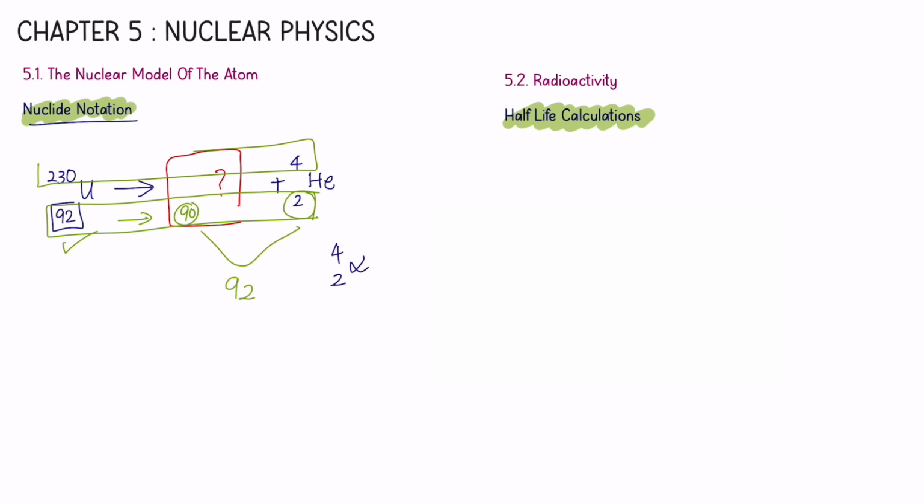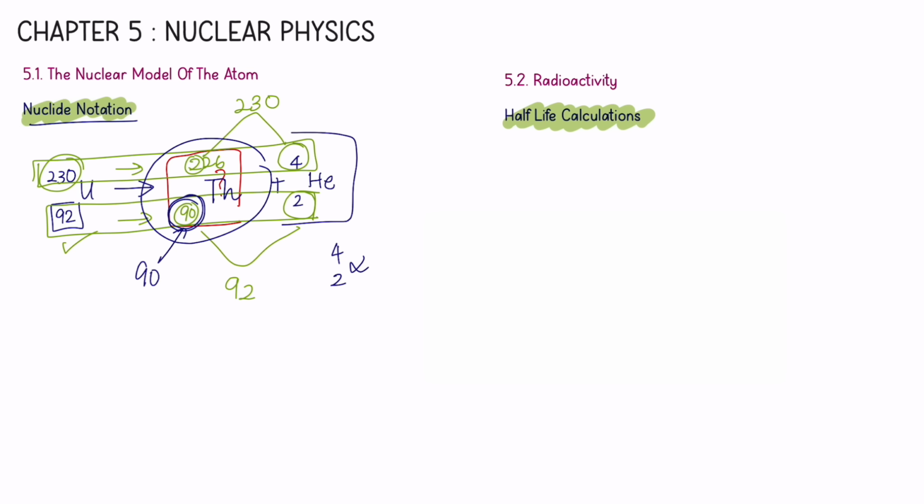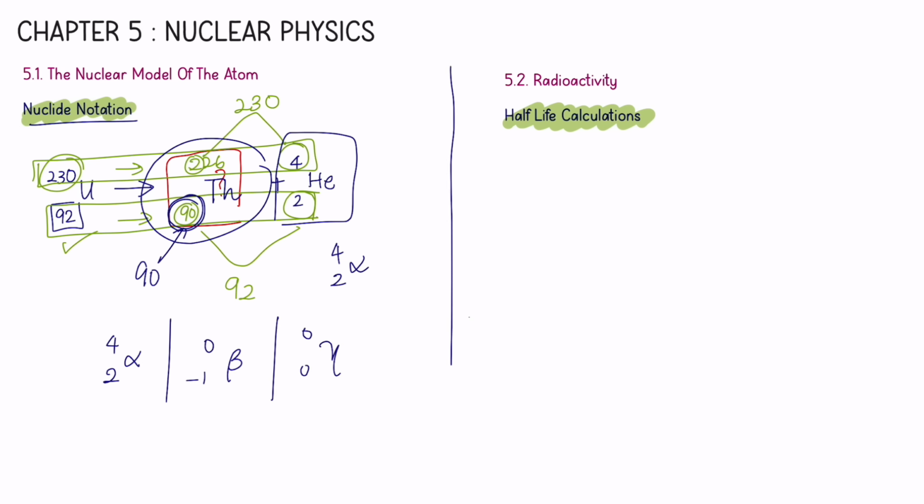And as for the nucleon number, it is the same. It has to add up to give you 230, so over here would be 226. Then you look up your periodic table to see which element has the proton number of 90, and you write your element. So what you should remember is alpha decay has 4 and 2 nuclide notation, beta is 0 and -1, and gamma has 0.